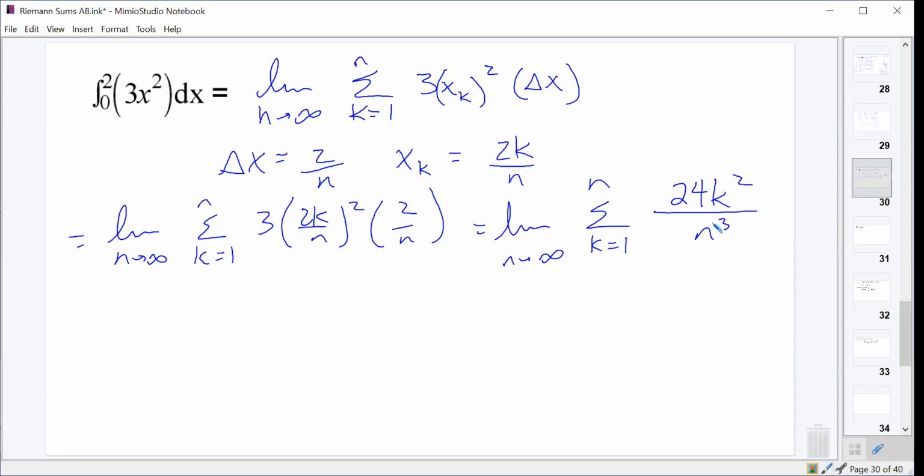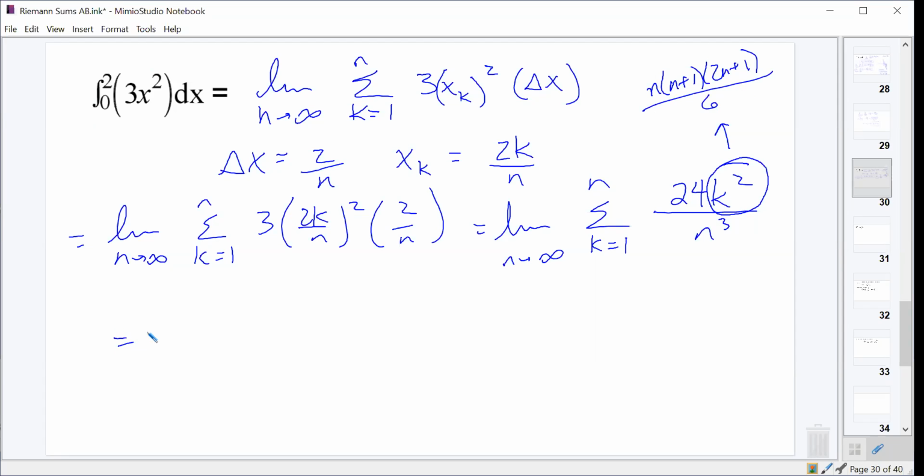Good. All right. And then yesterday, we haven't done this yet today, but yesterday we talked about the summation for k squared. What is that summation? N times n plus 1 times 2n plus 1 all over 6.